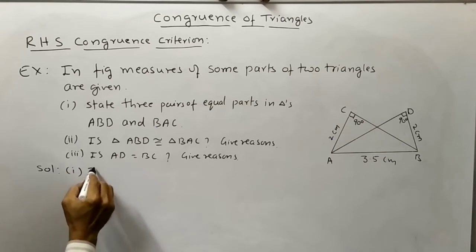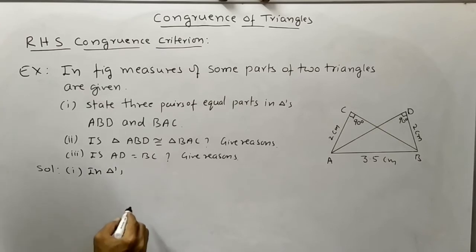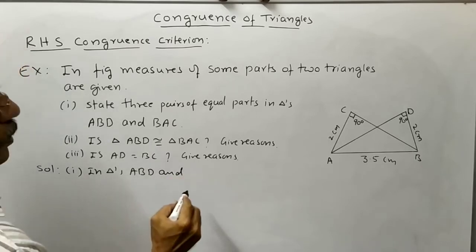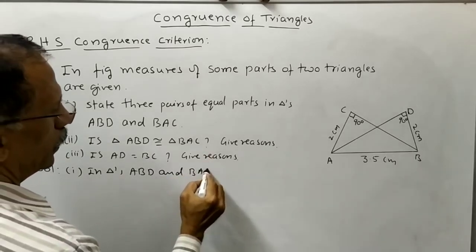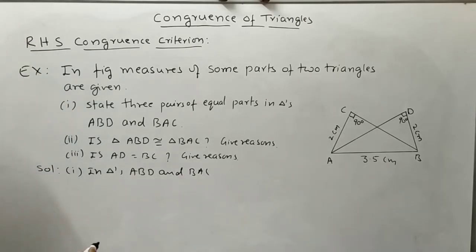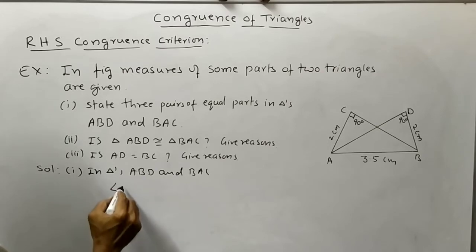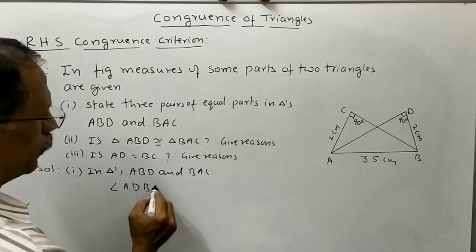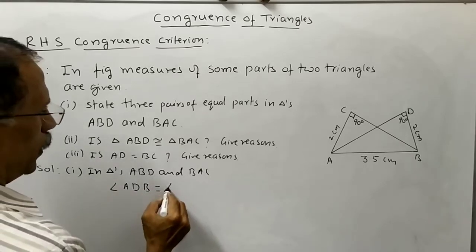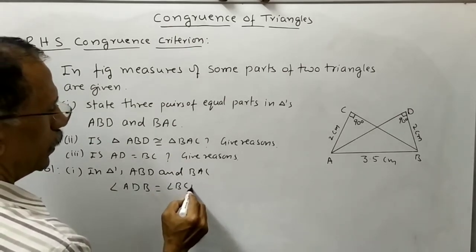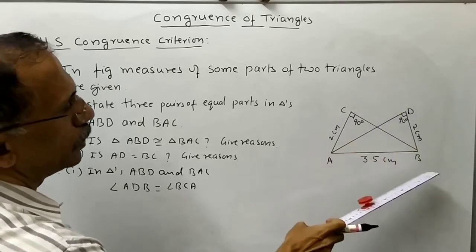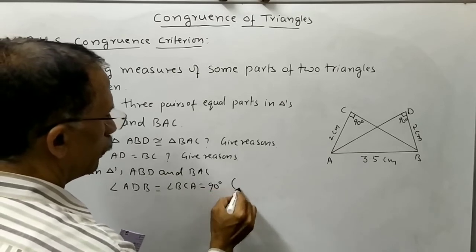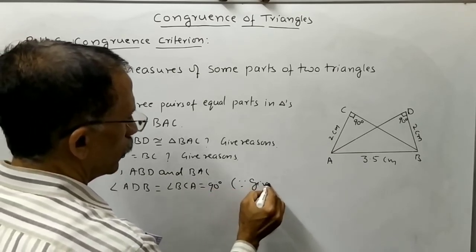Number 1. In triangles ABD and BAC, angle ADB is equal to angle BCA is equal to 90 degrees. Given.